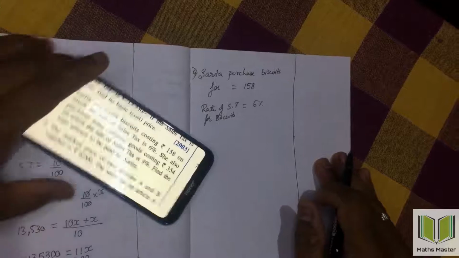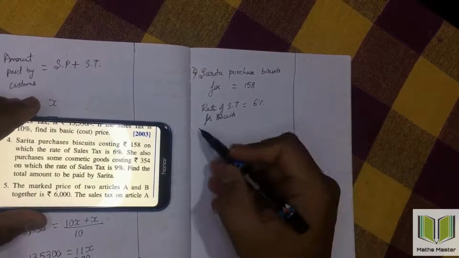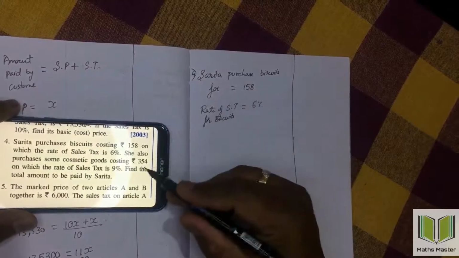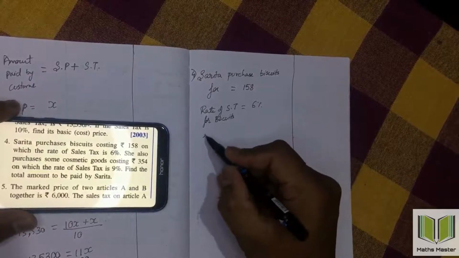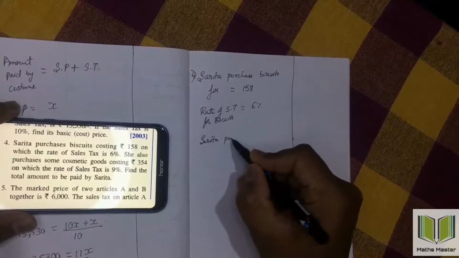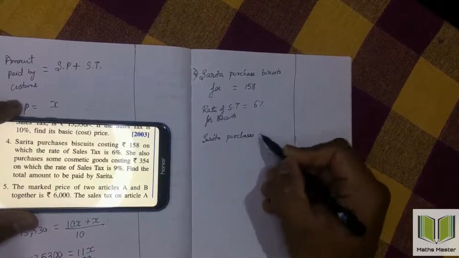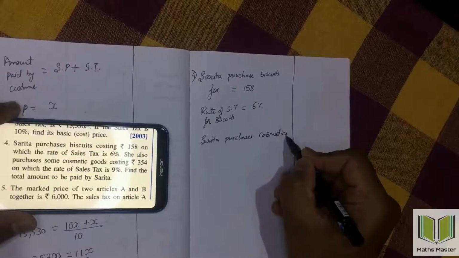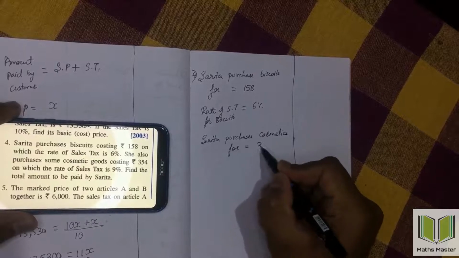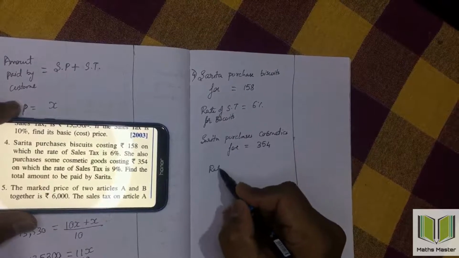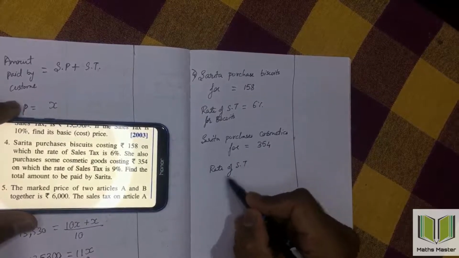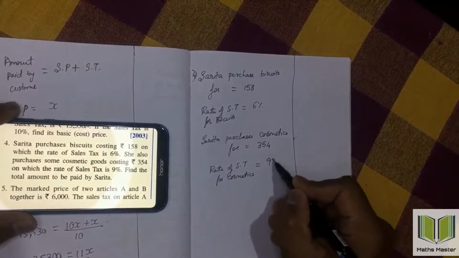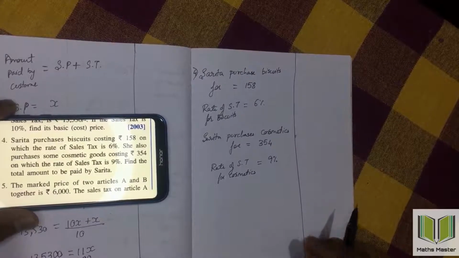The first thing first, you need to write down everything which is given in the question. Makes it easier for you to understand, and it also helps in getting the score. Okay, she also purchases some cosmetics goods. Sarita purchases cosmetics for rupees 354 and rate of sales tax for cosmetics is equal to 9%.